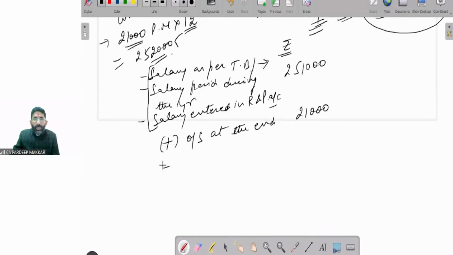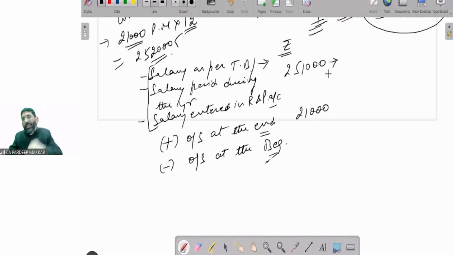And one more thing which we have not done in our previous chapter, that is outstanding at the beginning, is to be deducted, because this type of point doesn't come to us in our previous chapter in our final accounts. Here we will get this type of points. Outstanding at the beginning will be deducted. Outstanding at the end will be added. Why? Because it must not include any amount paid for the previous year. If any amount was outstanding at the beginning, then obviously that is paid during the year, and that has been included in it.